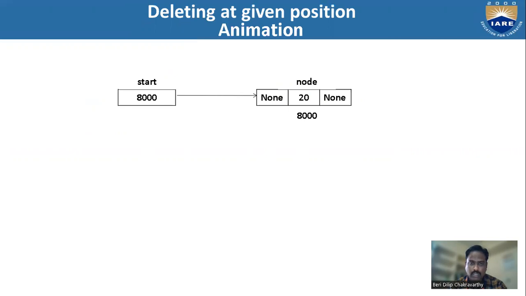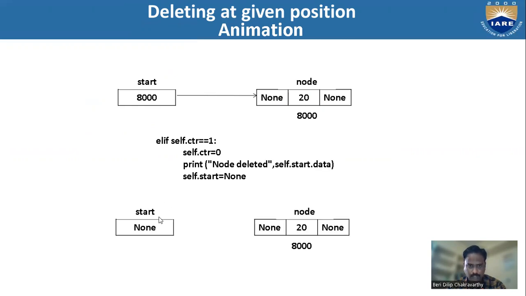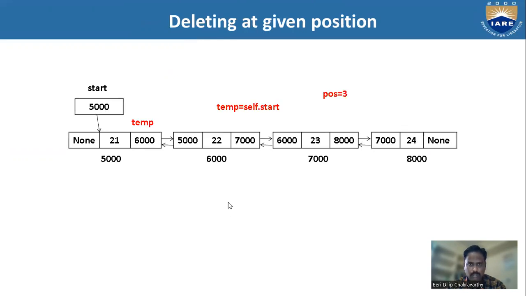So I'm asking the position. We will move up to that position and we will delete that node. If nothing is there in the list, or there is only one node and you need to delete that node, the same thing whatever we have seen earlier, here we will just place none. This is the important one.